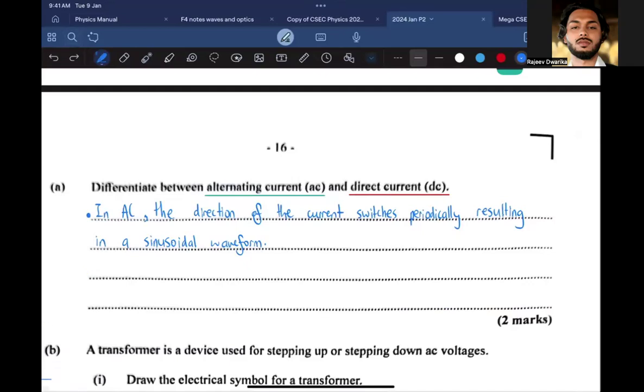Tell me what's happening in DC. In DC, the current stays the same. You have to see that a little differently. In direct current, the direction of the current always remains the same. The direction of the current always.